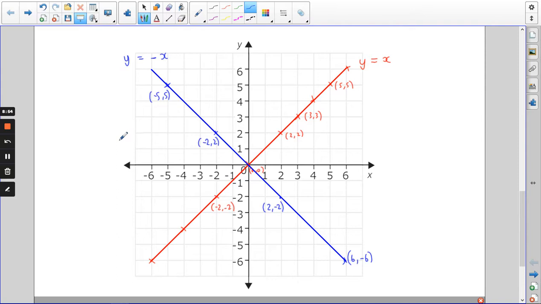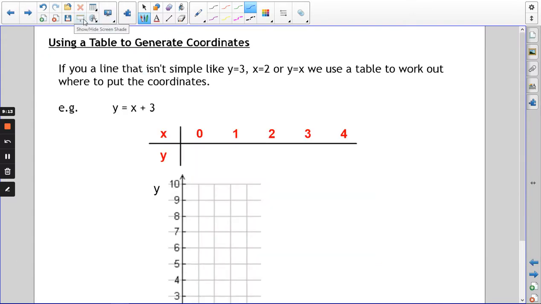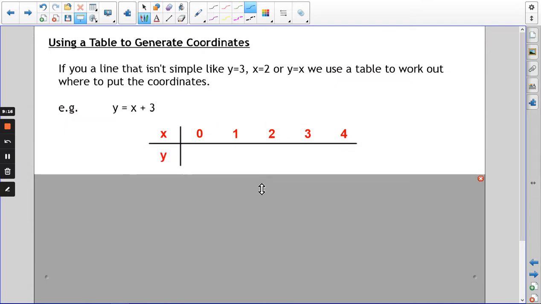But how do you draw other graphs anywhere you like, any straight line at any angle going through any number? Well, for those, you'll need a set of numbers to use, a table to fill in, and an equation that tells you how to fill in the table. So this is using a table to work out what coordinates to use. What I've got is an equation, and it says that y equals x plus 3. In other words, if I want to work out the y bit of the coordinate, I should add 3 to the x bit of the coordinate.